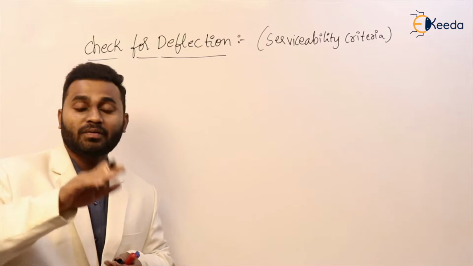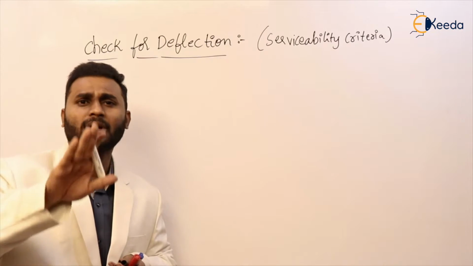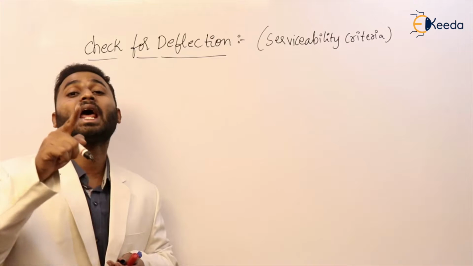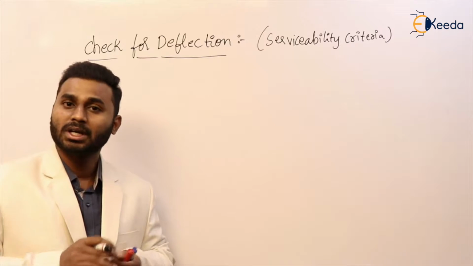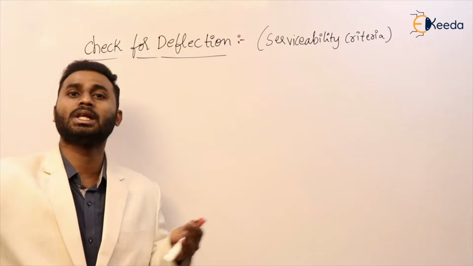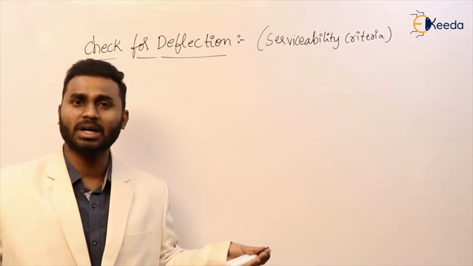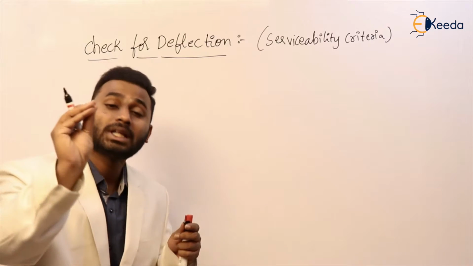And if continuous deflections and vibrations take place, what happens? Cracking takes place. If that crack propagates continuously, then failure occurs. So these are some of the conditions, and for that we have to check the deflections.